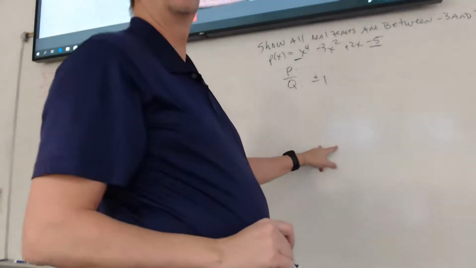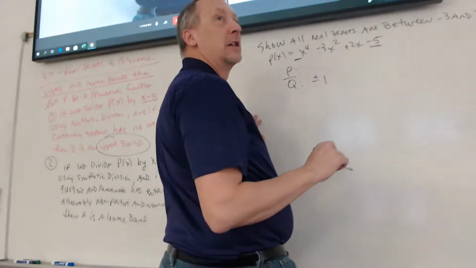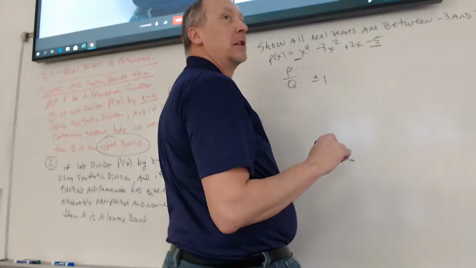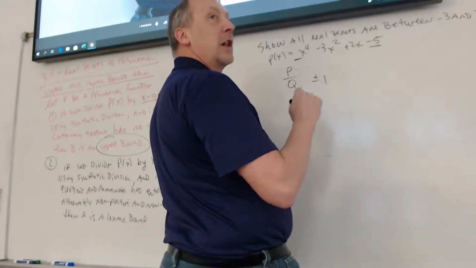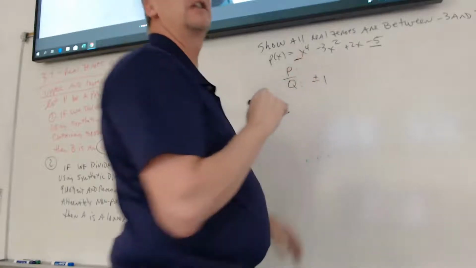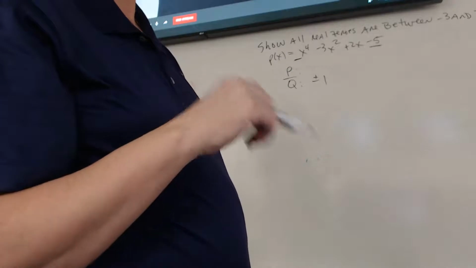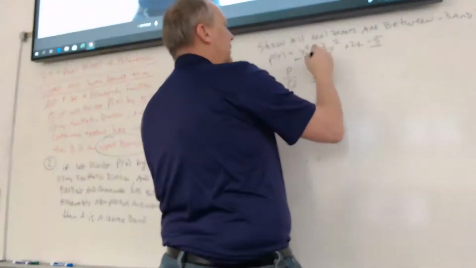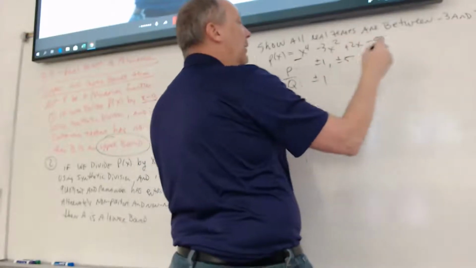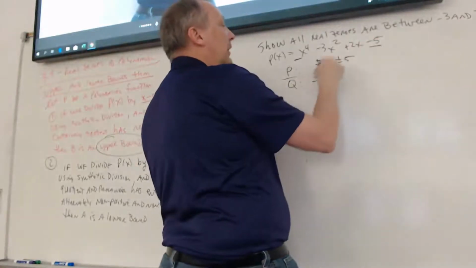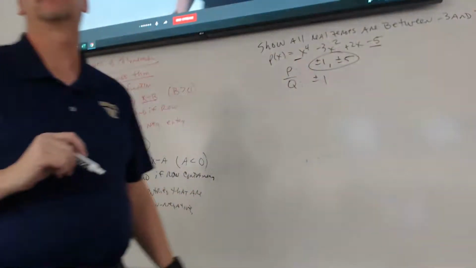And your P's are? What are your factors of that? Say it again. 5 is a prime number, so the only factors of 5 are? 1 and 5. Yeah, plus or minus 1, plus or minus 5. And so when you divide P by Q, all your possible zeros are basically that, right? Because that divided by 1 is just that.